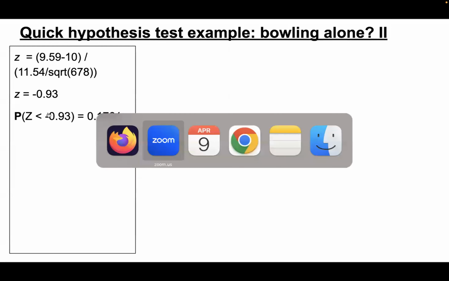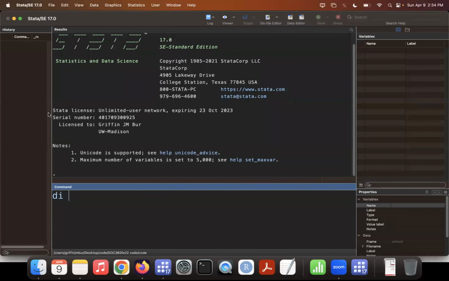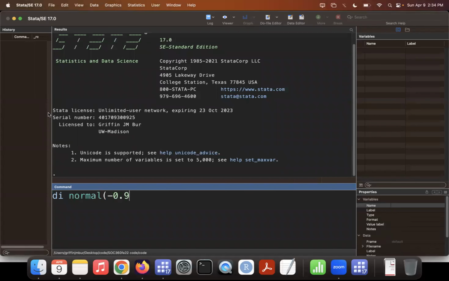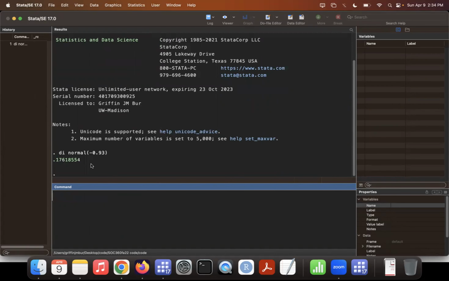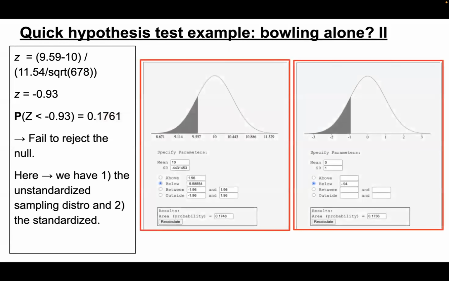I can show how to do that in Stata really quickly. Let's pull up Stata. So we'll say display normal negative 0.93, and we get 0.1761 here. We could also do this with the online stat book, and I show the results here. The link is somewhere earlier in the slides. Basically, we could look at either the unstandardized sampling distribution, this one here, or the standardized one here. Note that these correspond to the exact same thing.